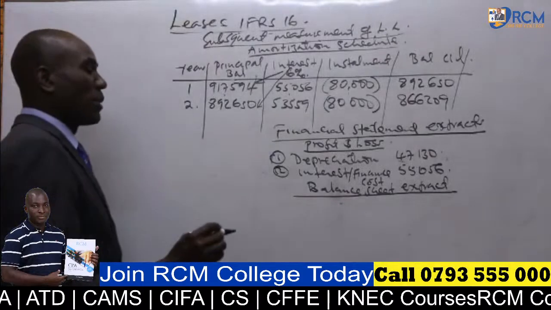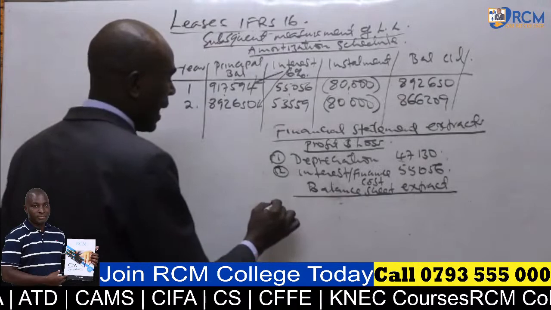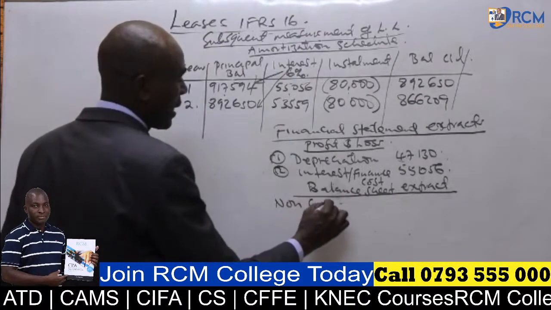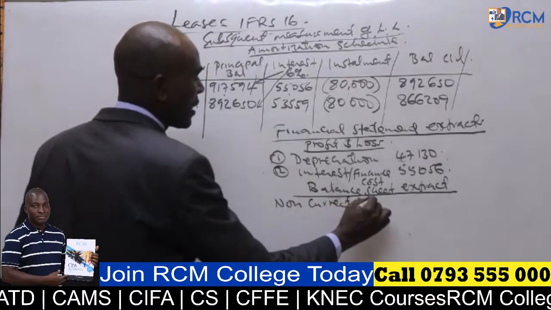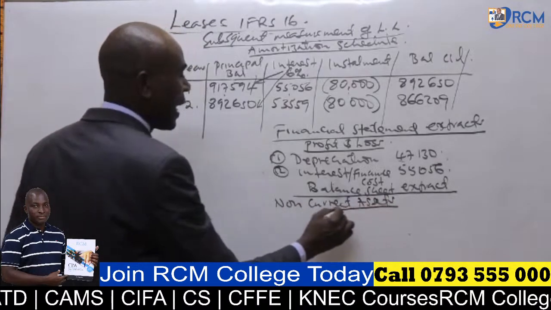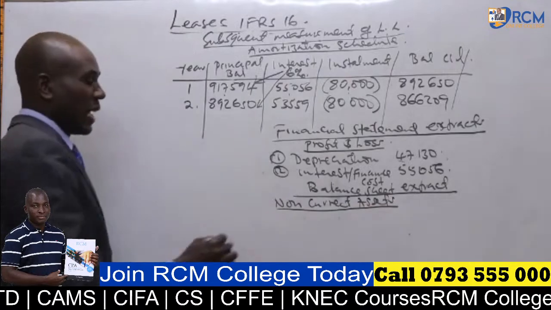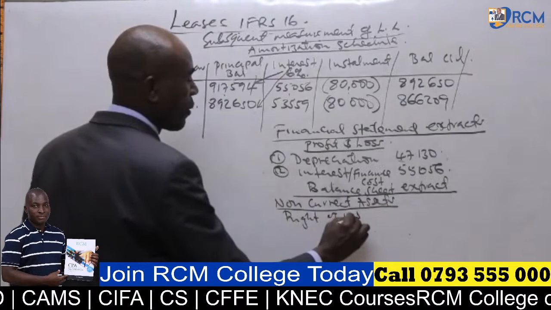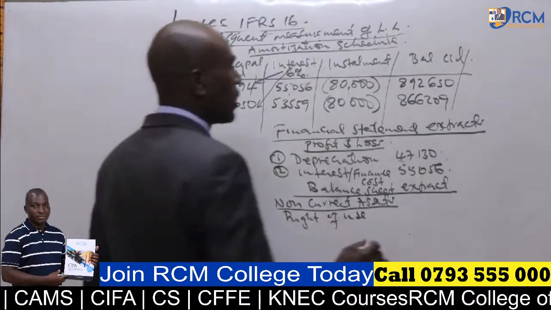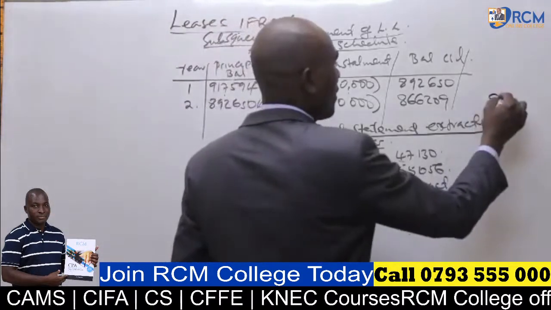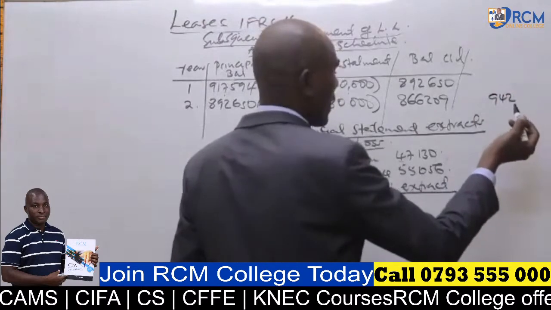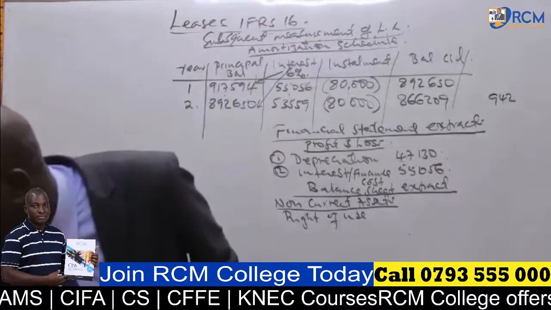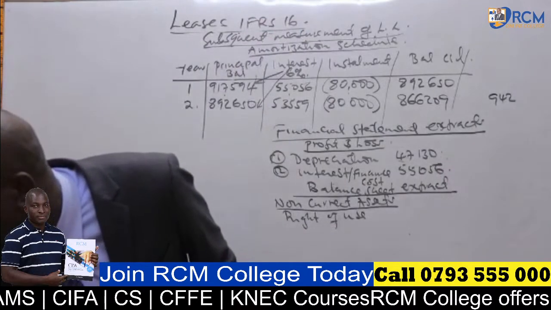Balance sheet, I'm taking there under non-current assets. Under non-current assets, I have the right of use. The right of use from that asset, which was 942. I removed my figure. It was 8 something. I can check here.